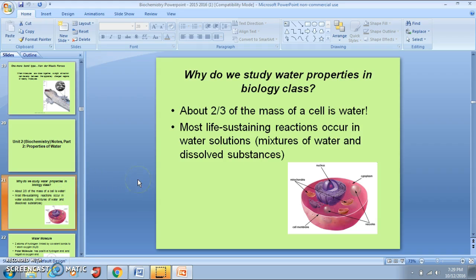This is our Unit 2, Part 2 notes on the properties of water. We have to ask ourselves, why do we study water in biology class? That's because you have trillions of cells, and about 2/3 of the mass of each of those cells is water. A lot of the reactions that are vital to your body, like cell respiration, for example, have to happen in water solutions within cells. And solutions are just mixtures of water and dissolved substances like salts and sugars.